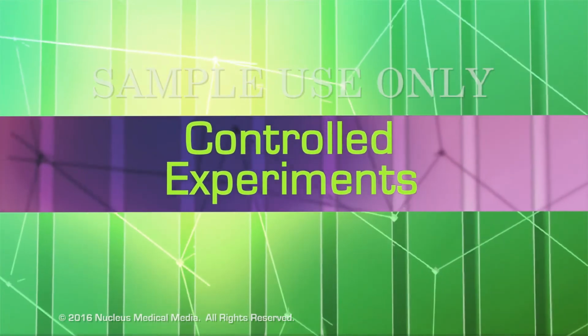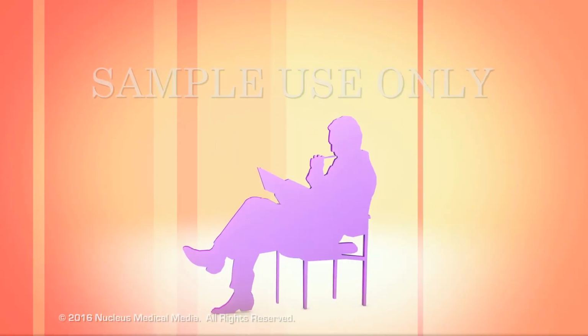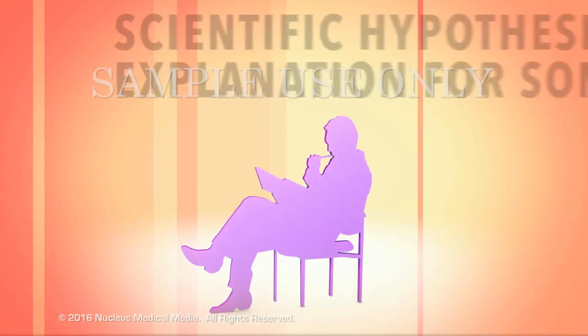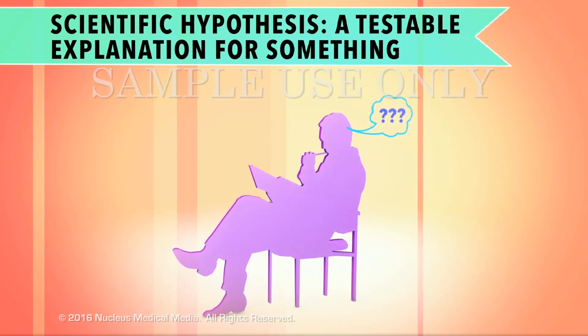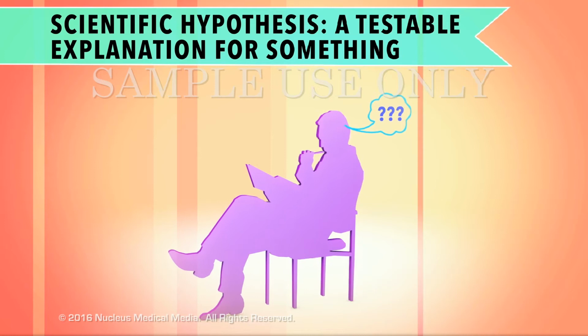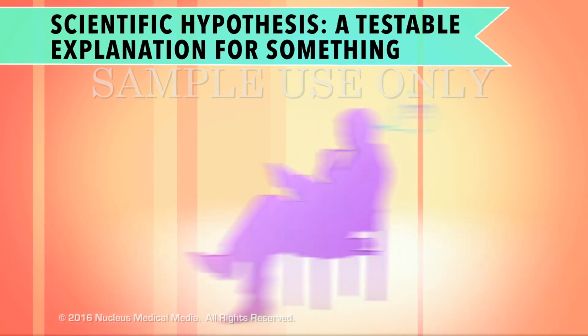What is a controlled experiment and why would you want to do one? Maybe you have an idea that you think might explain a situation. This is called a scientific hypothesis. How could you find out if your hypothesis is correct?